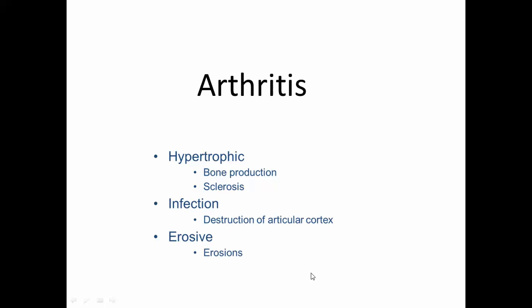Bone has been discussed as bone tumors, bone dysplasia, bone density, bone infection, and now this is arthritis. It can be divided into hypertrophic, either due to bone production or due to sclerosis. Both are called hypertrophic. The second one is the infection, and in infection expect destruction of the articular cortex. The third type is the erosive, and this is characterized by marginal erosions.